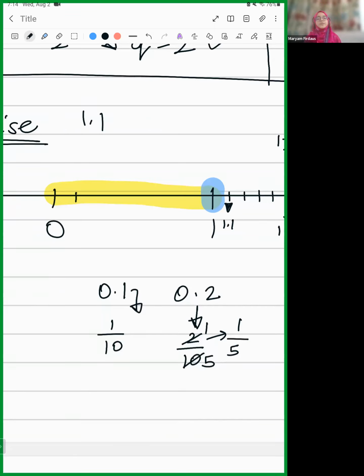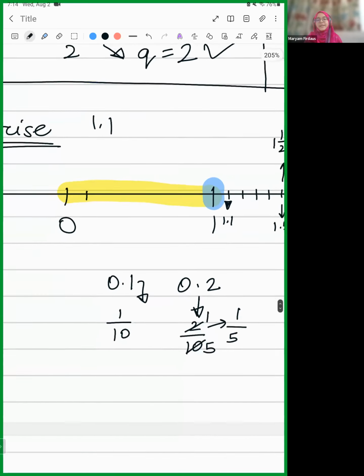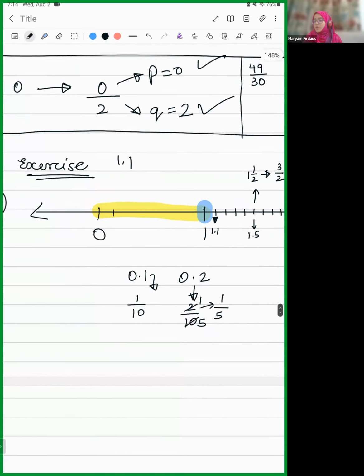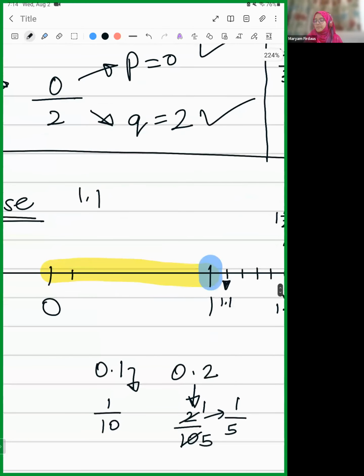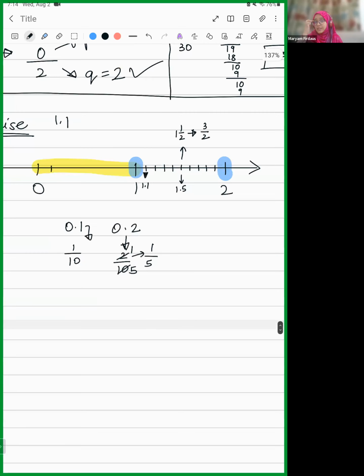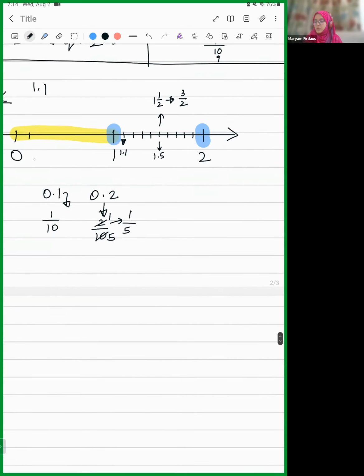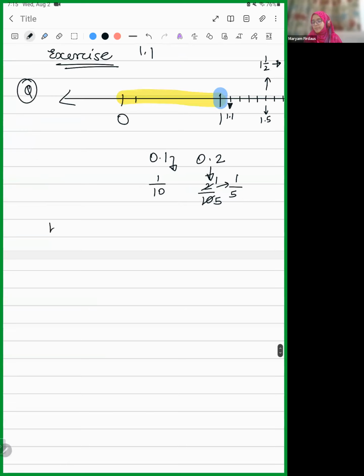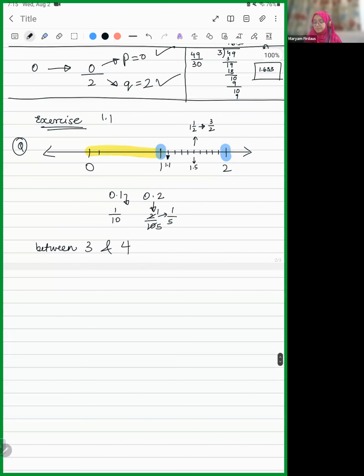Anyway, so you guys understood this? 2 by 10 is 1 by 5, and so on. Yes, ma'am. Okay. So now, if I ask you to find 6 rational numbers between 3 and 4. Okay, so here we have 0, 1, 2. Between 3 and 4, you have to find 6 rational numbers. What will you do? So we'll keep the denominator as 6.